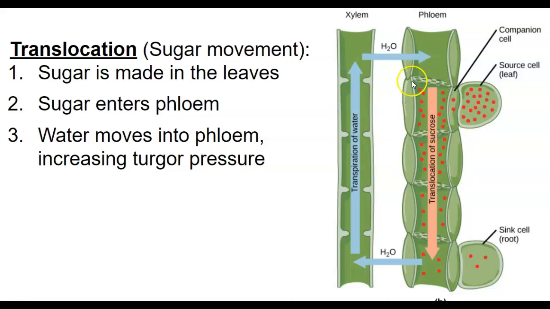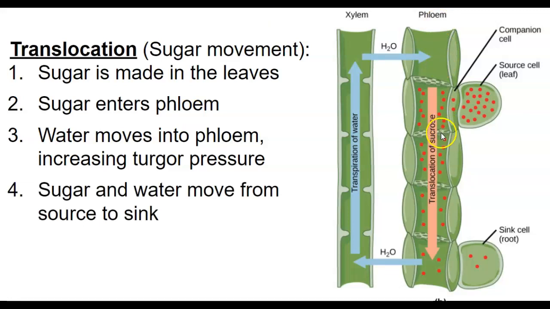Now, water is going to move in as well. You're like, well, why is water going to move in? Well, anytime we increase the percentage of sugar here, they want to make sure the percentage of water stays around the same. So water is going to move in. This is going to increase the pressure, the amount of stuff inside of that cell. We have a fancy word for this called turgor pressure, but it's just increasing the pressure inside of the cell.